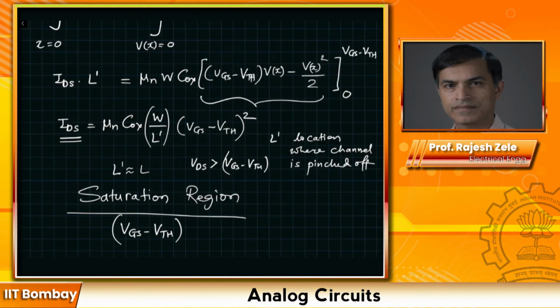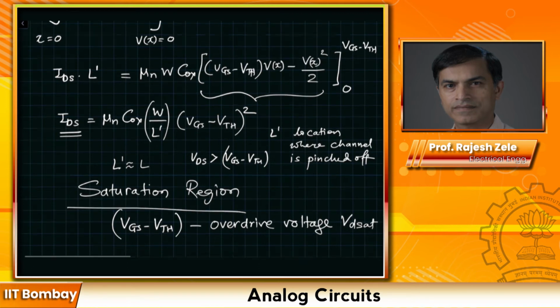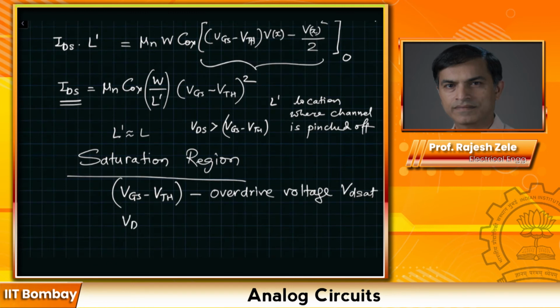VGS minus VTH is called overdrive voltage or VD-SAT. This is just a terminology that everyone uses. So I'm just slowly making you familiar with all these names. And once we go through it many times, it will become second nature to you. So we also say that when VDS is greater than VD-SAT, the transistor is in saturation region.